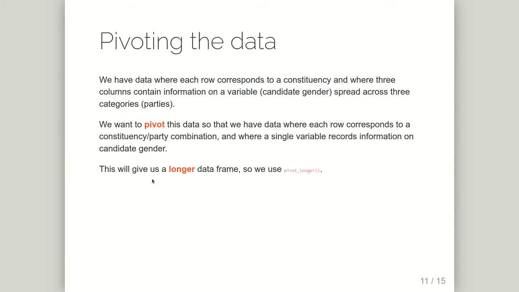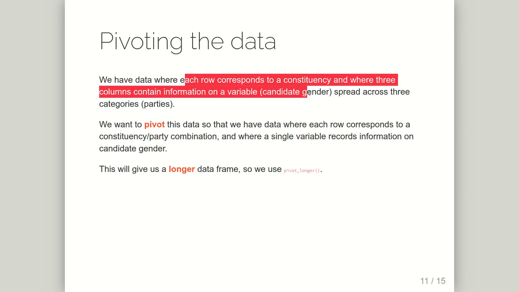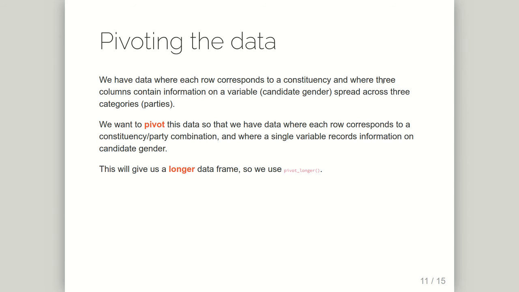So that data, however, is going to give us data where each row is a constituency and where we've got 3 columns with information essentially on the same thing, essentially on candidate gender. And what we want to do is to pivot this data so that instead of having each row as a constituency, each row then becomes a constituency party combination. So that's going to change our data from a wide data frame to a longer data frame. So we're going to use this pivot_longer function.